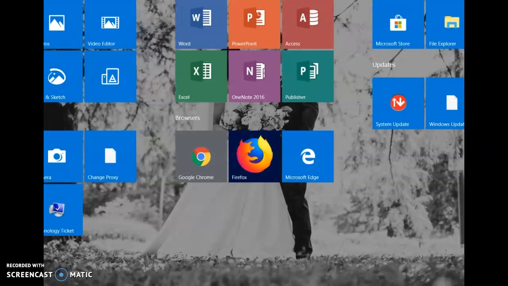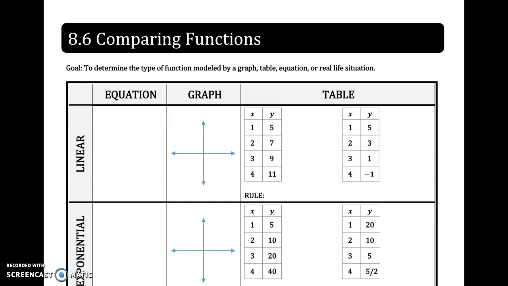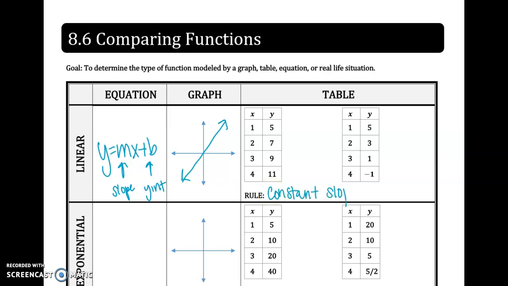A linear function is in the form, wouldn't be right if I didn't start off by doing that, y equals mx plus b, where m, remember, is your slope, and b is your y-intercept. The graph of a linear function is a straight line. And it must have a constant slope, or sometimes called a rate of change. And you can only use addition or subtraction if we're talking about a linear function, okay?